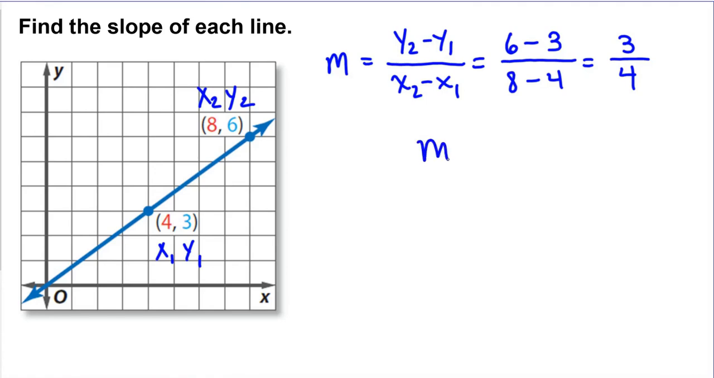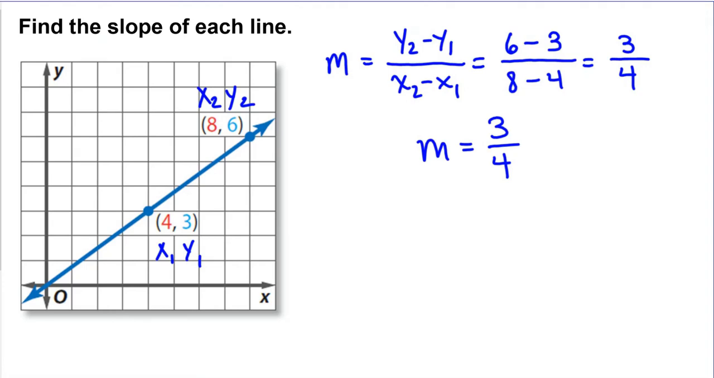So the slope of this line, we would say, is 3/4, which tells me how steep the line is, or how fast or how quickly the rate of change is from left to right. You'll notice it's a positive number, which makes sense because our line is going up from left to right.